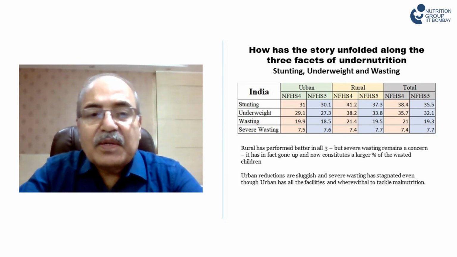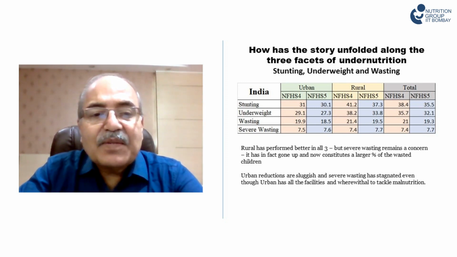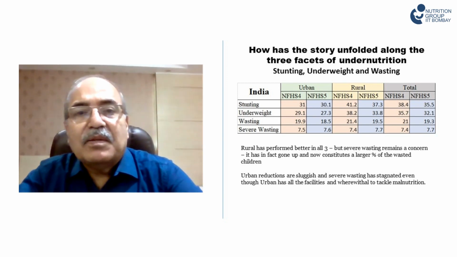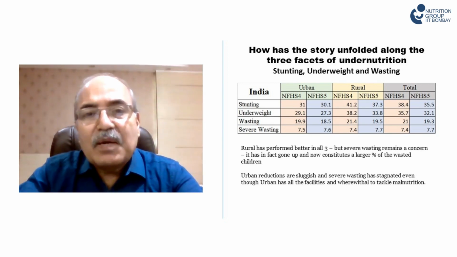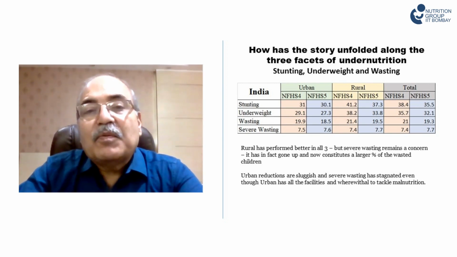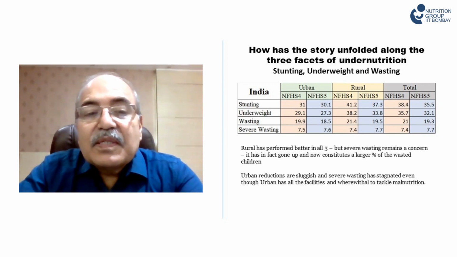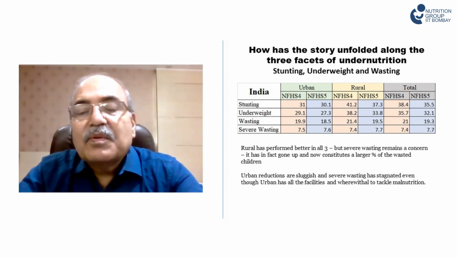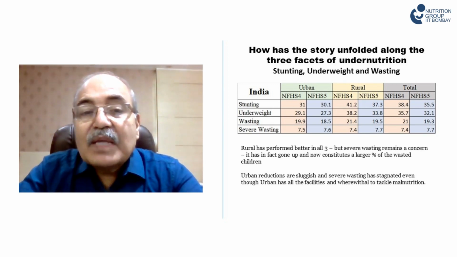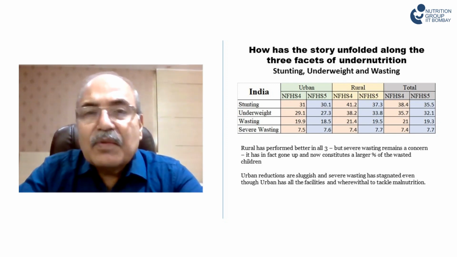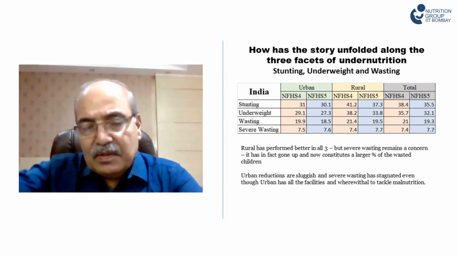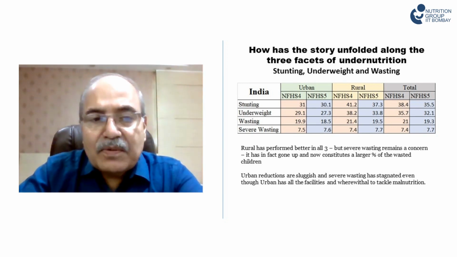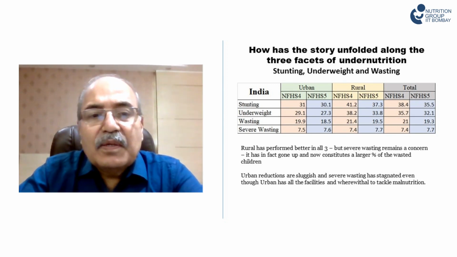If you are quite careful to see, it has actually gone up marginally. Now, what does that gone up marginally mean? Severe wasting has marginally gone up and wasting has come down, which means severely wasted children as a fraction of children who are facing wasting has actually increased. Now we will look at that in some depth at a later stage. Let's come back to the overall story.